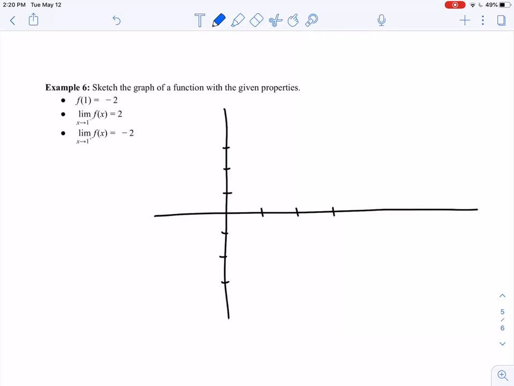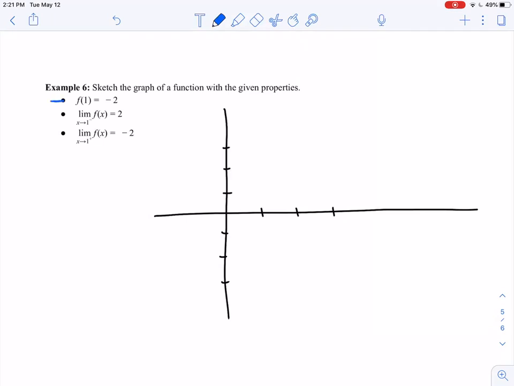So here in this first example, I have f of 1 is equal to -2, the limit as x approaches 1 from the left-hand side of f of x equals 2, and the limit as x approaches 1 from the right-hand side of f of x is equal to -2. I'm just going to start at the top here. F of 1 equals -2.